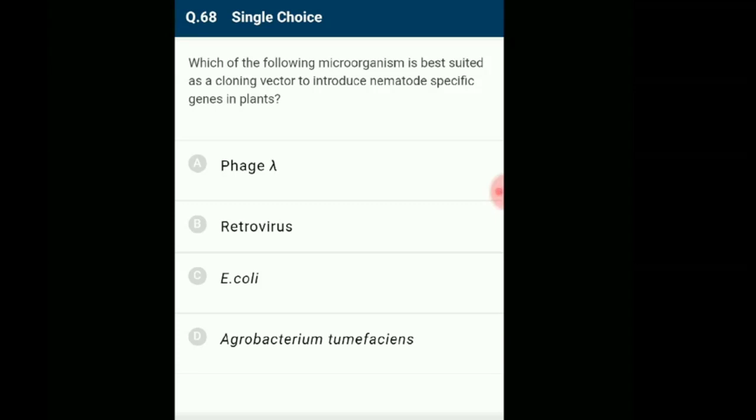The plasmid tDNA that is transferred to the plant is an ideal vehicle for genetic engineering. This is done by cloning the desired gene sequence into the tDNA that will be inserted into the host DNA. The answer is option D, Agrobacterium tumefaciens. It is a microorganism suited as a cloning vector to introduce nematode-specific genes in plants.